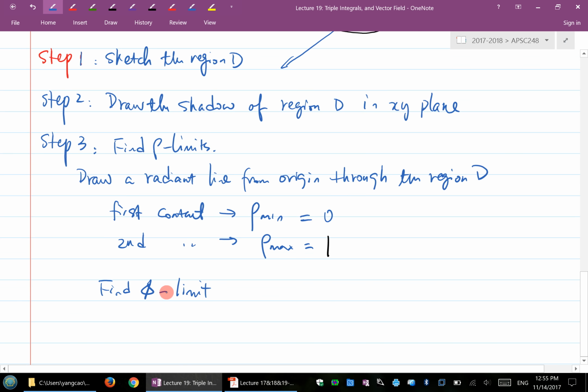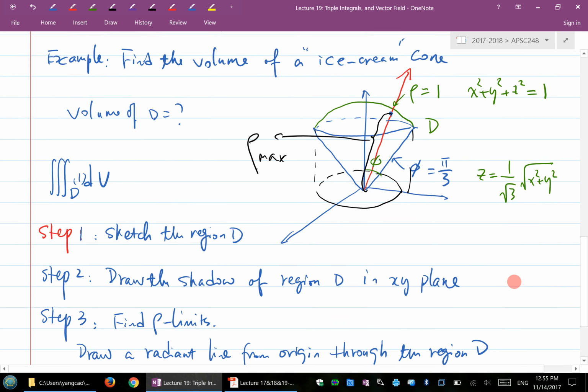Phi limits. For the phi limits, here's what you do. Here is the drawing, the reading line we draw here. You will start from the z-axis, always start from the z-axis, and then sweep these reading lines all the way across this region D. Find the two edges that sandwich this region D.